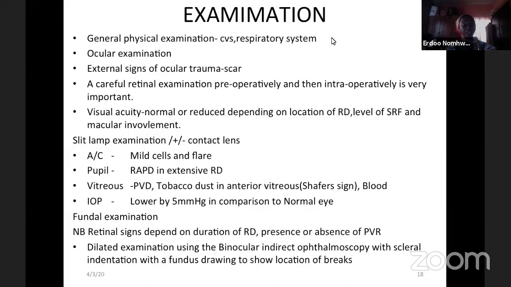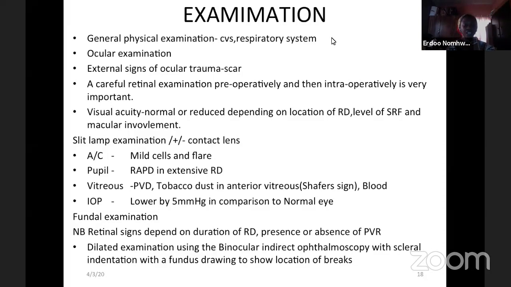Then in the clinic, using my slit lamp with a contact lens or a non-contact lens, I'd like to do a quick slit lamp examination. Like I said, paying attention to external signs of ocular trauma, maybe at the lids, if there are any scars. The conjunctiva may be quiet or mildly inflamed. But particular note here, you could have some mild anterior uveitis, especially in the tractional retinal detachment. In the rhegmatogenous retinal detachment, I may see a few cells and flare in the anterior chamber. Then the pupil, there may be a relative afferent pupillary defect, especially if the retinal detachment is extensive.